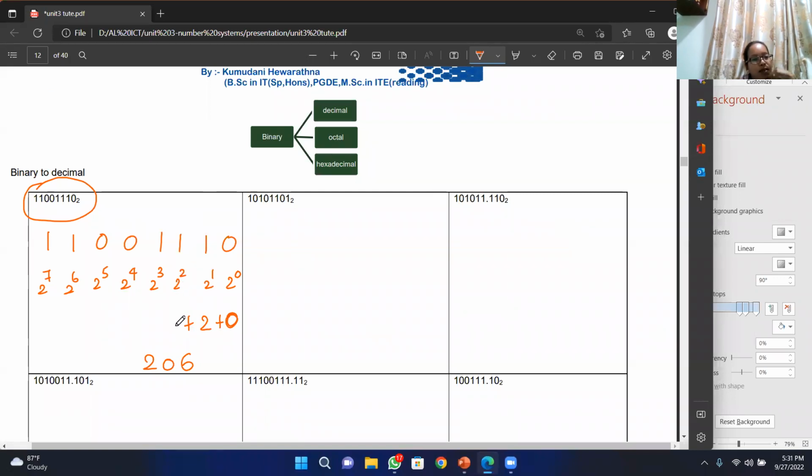After simplifying this one, 4 here. Is it lagging, my connection?